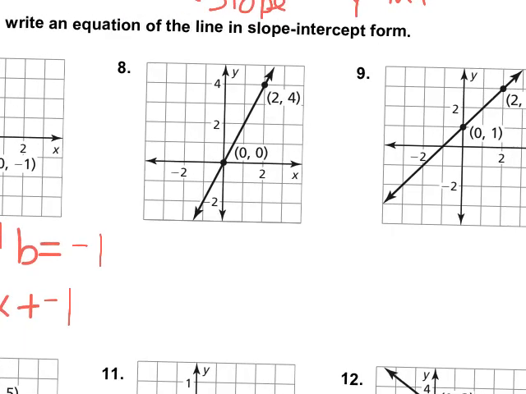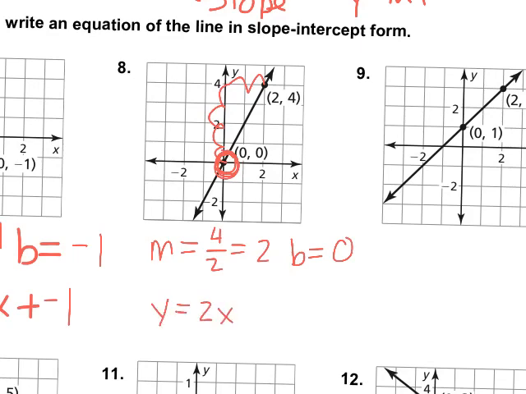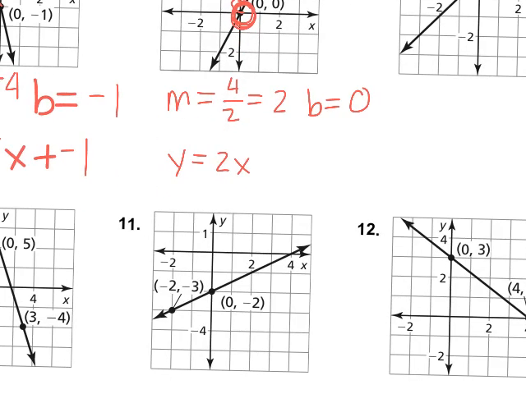Okay, 8. My slope. Is my slope going to be positive or negative? Come on, guys. It's going to be positive. I'm going up 1, 2, 3, 4 over 2. So 4 over 2 is the same as just 2, right? Or 2 over 1. My b, it's crossing my y-intercept right here in the middle at 0, 0. So my y-intercept is going to be 0. So I just have y equals 2x. And then you can put plus 0 there if you want to. You don't have to put it there. It's fine either way.